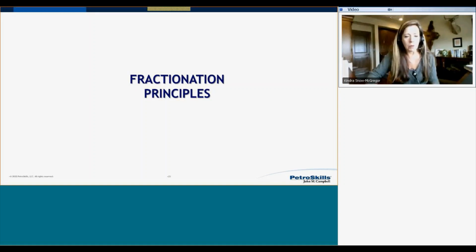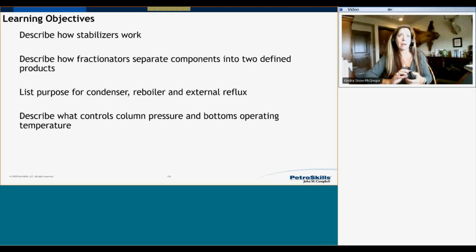All right, the first thing I want to talk about is stabilizers, because really a stabilizer is probably the most simple distillation column that we have. We're going to talk about how stabilizers work. Then we're going to describe how fractionators separate components into my two different products. Then we're going to be able to list the purpose for my condenser, reboiler, and reflux. And then we'll discuss what controls the column operating pressure and my required bottoms operating temperature.